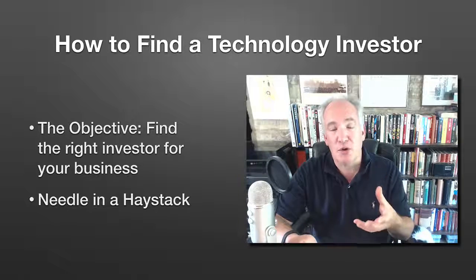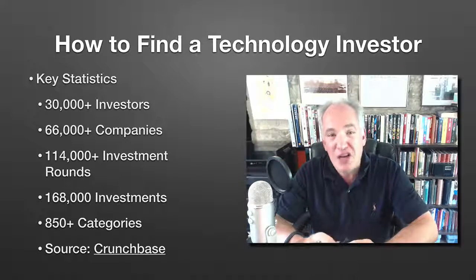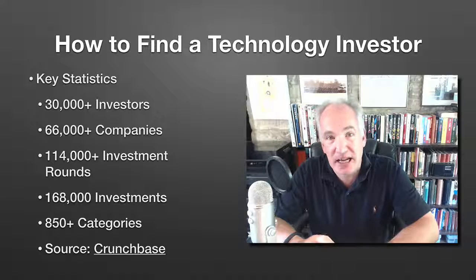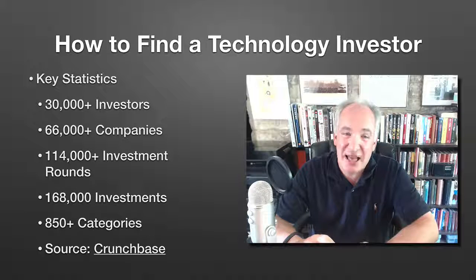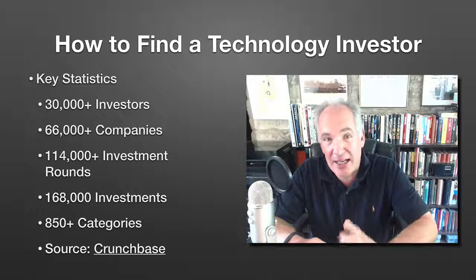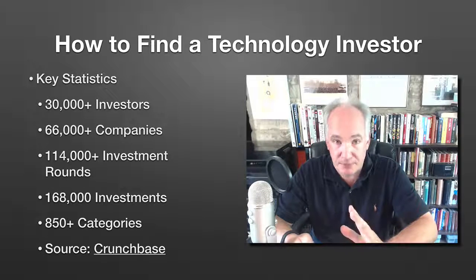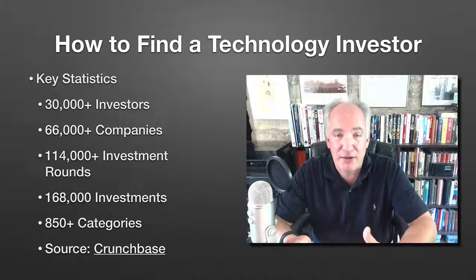Now, in a normal course of events, this is a bit like looking for a needle in a haystack because there are over 30,000 investors out there globally. There are over 66,000 technology companies. There have been over 114,000 rounds of investment, and there are over 168,000 investments made. And I have whittled this all down to over 850 categories. And all this data originates from Crunchbase. But I've been doing quite a lot of work with it in spreadsheets and in the Omniscope in order to bring it into some sort of very usable and interactive format.